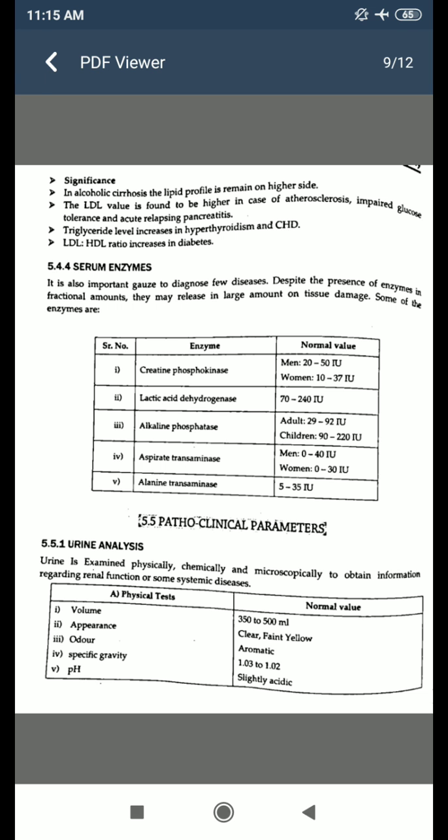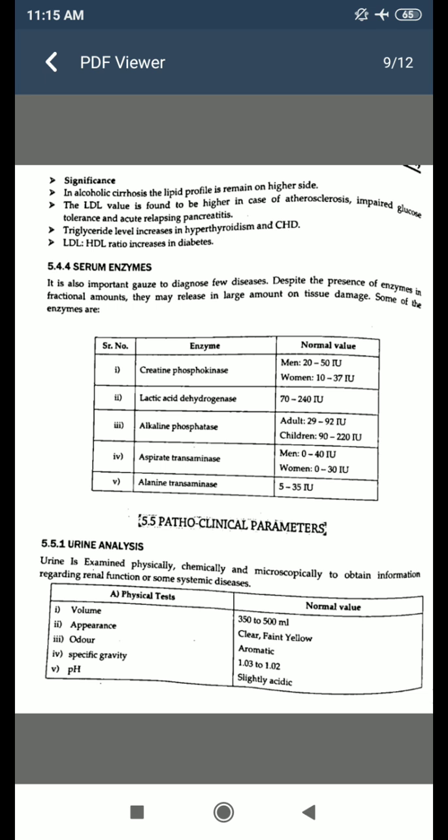Then next point is serum enzyme. Serum enzymes are also important to diagnose a few diseases. Despite the presence of enzymes in functional amounts, they may be released in large amounts on tissue damage. Here is the chart of the enzymes and normal values.